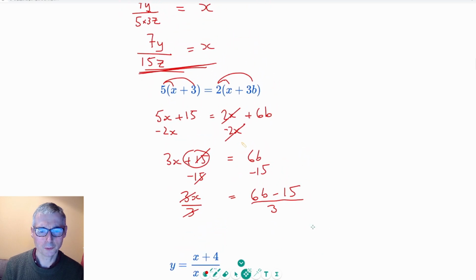And so we're left with x on the left hand side, and that's just equal to 6b minus 15 over 3. And we've done that. That's completed.